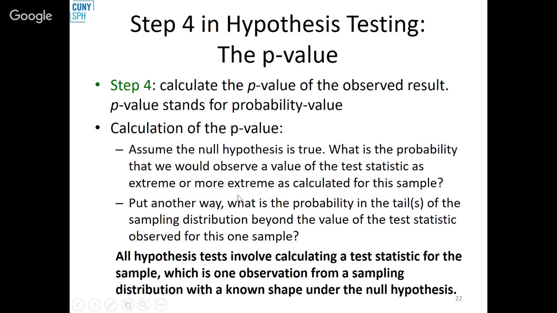So in the example of the cookie jar, it's the probability that that cookie would have been drawn from this jar under the assumption that it was drawn from that jar.